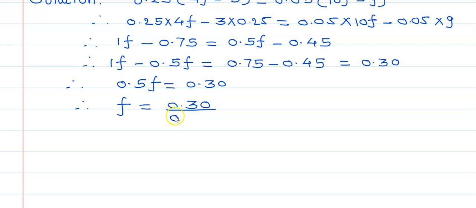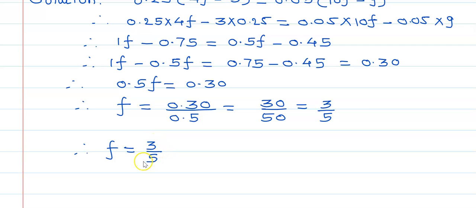upon 0.5. Now to solve this, multiply numerator and denominator by 100, then you will get 30 upon 50, and that's nothing but 3 by 5. Therefore f is equal to 3 upon 5, and this is the answer.